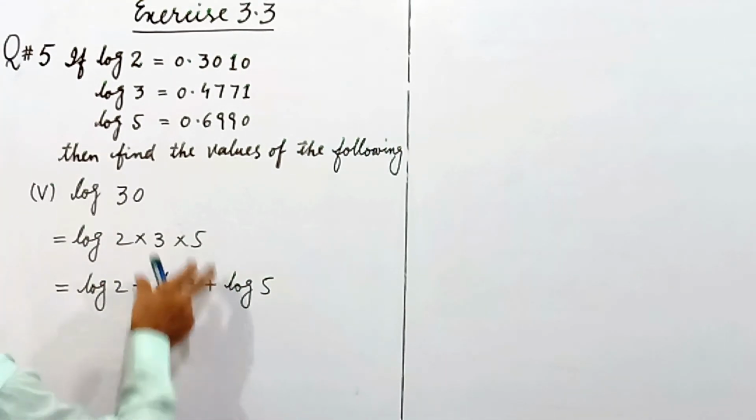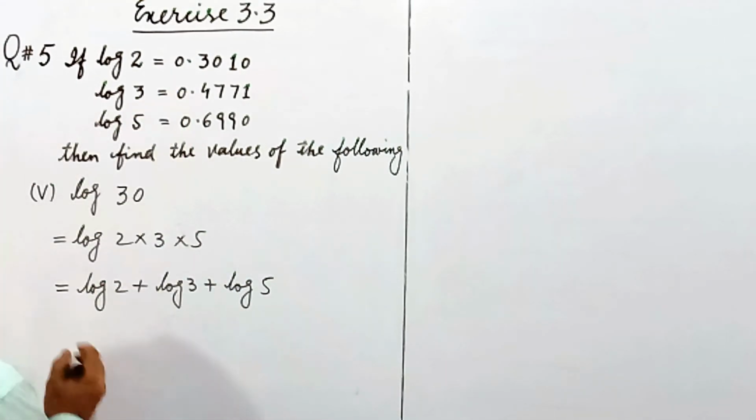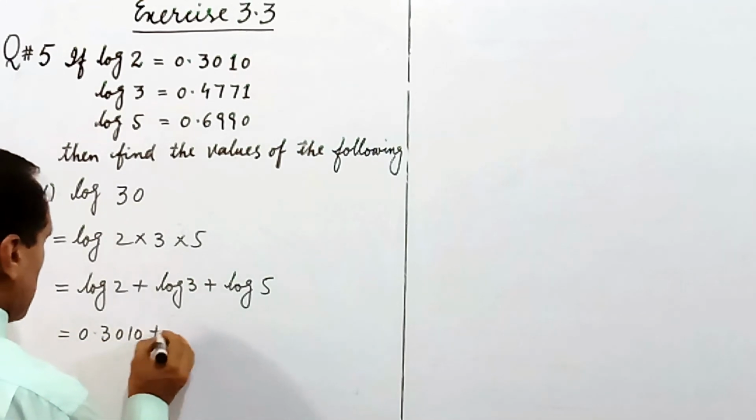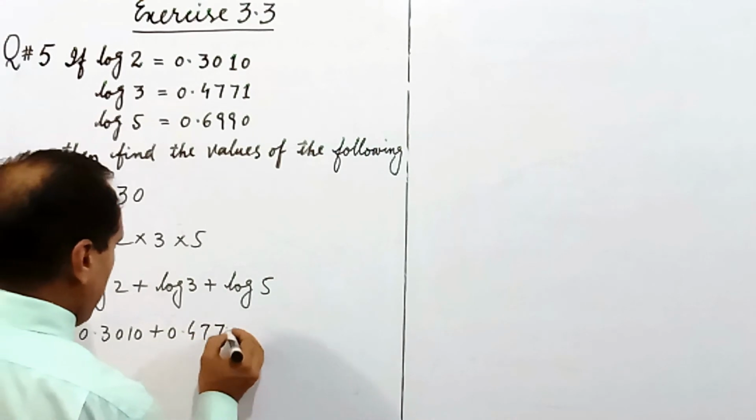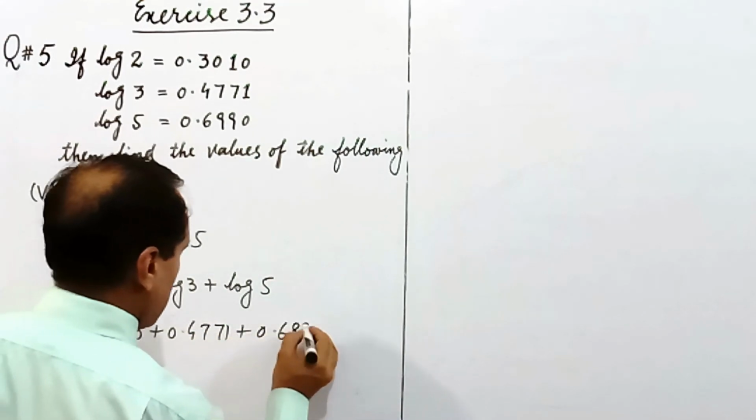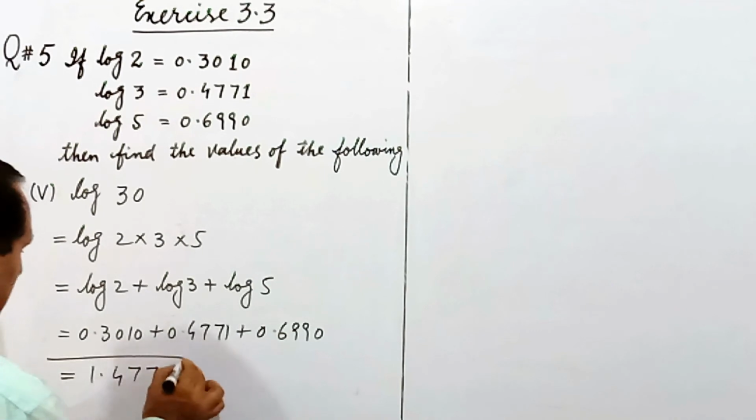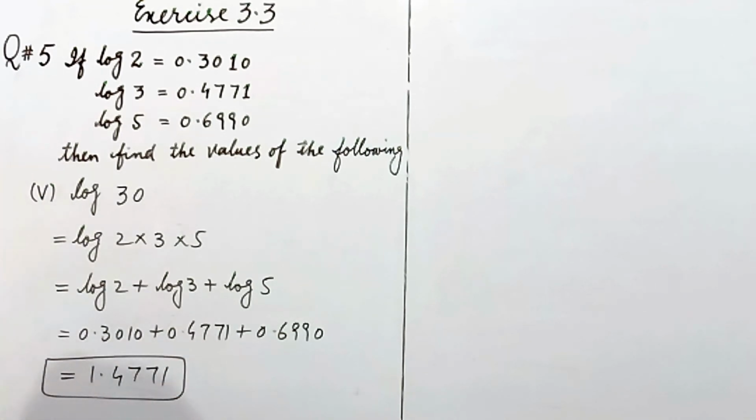Substituting the values from the given, we have 0.3010 plus 0.4771 plus 0.6990. We have the value 1.4771, and that is equal to log 30. Hence that's it for part 5 and question number 5.